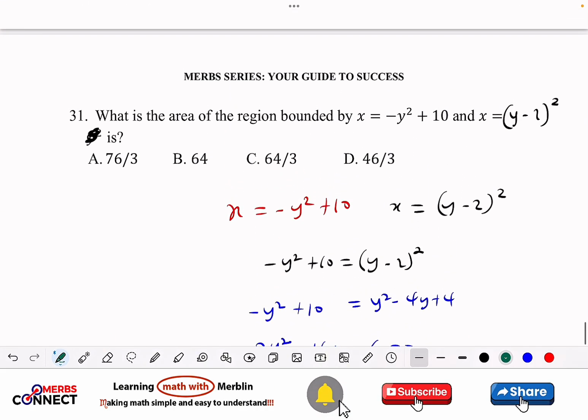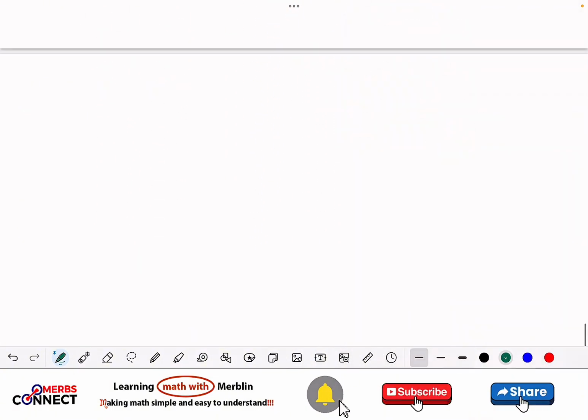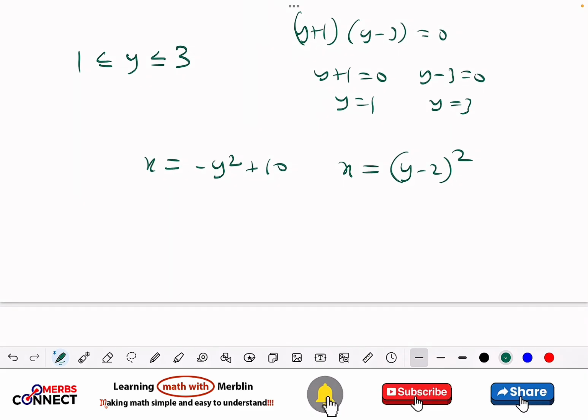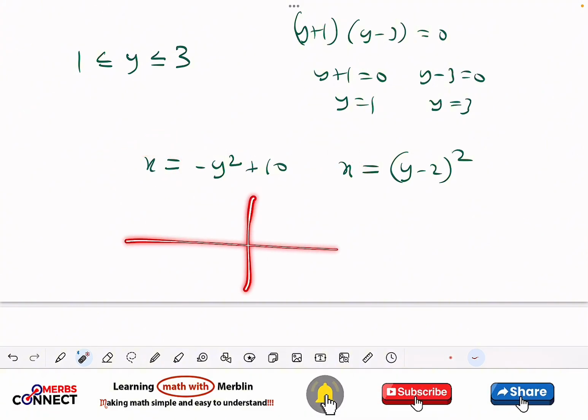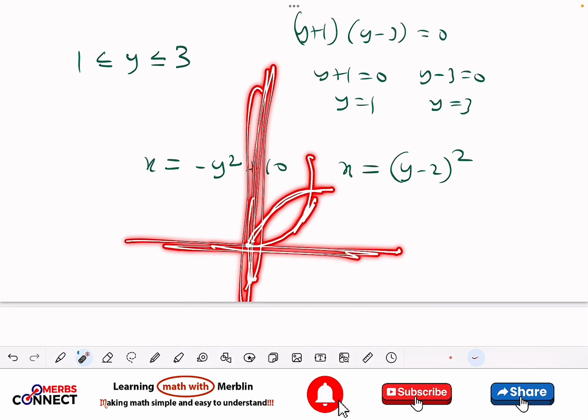Now the question we need to ask is, for the functions given to us, which one is going to be up and which one is going to be below? Because we have two functions here: x is equal to minus y squared plus 10 and x is equal to y minus 2 squared. So which one is going to be below, which one is going to be above? Remember, this is x. So here, when we are dealing with functions like this, since we are going this way, we need to think on the y-axis, not on the x-axis. So that's basically what we are going to do here.